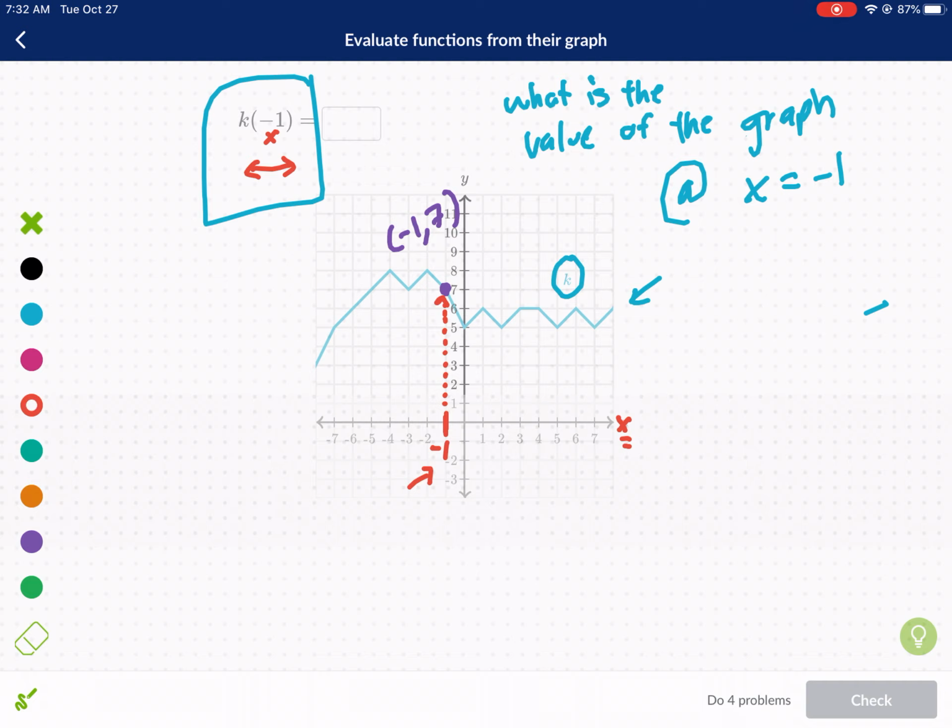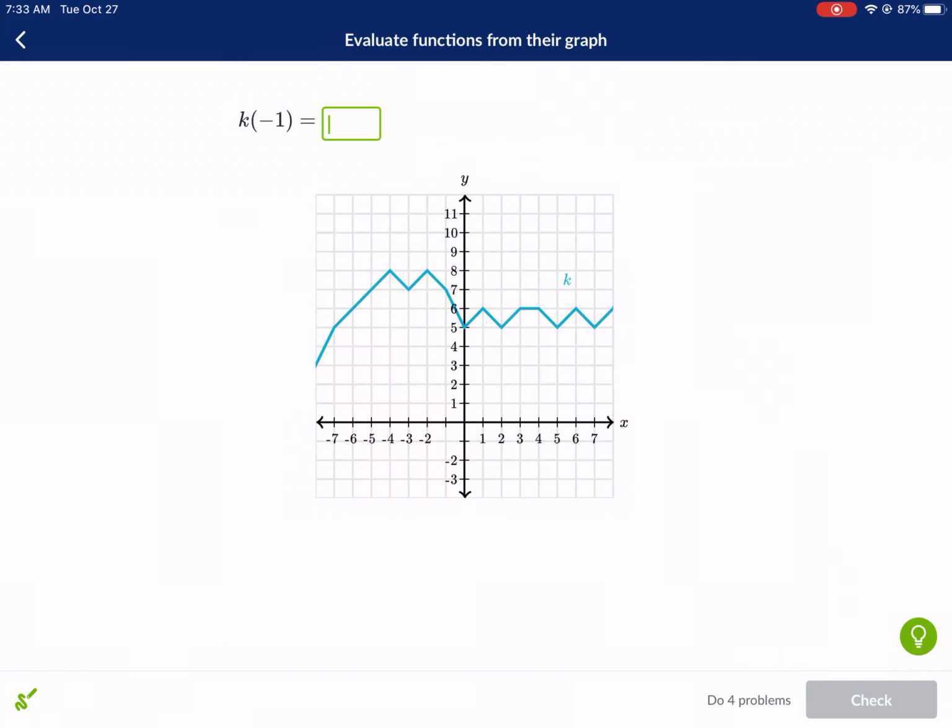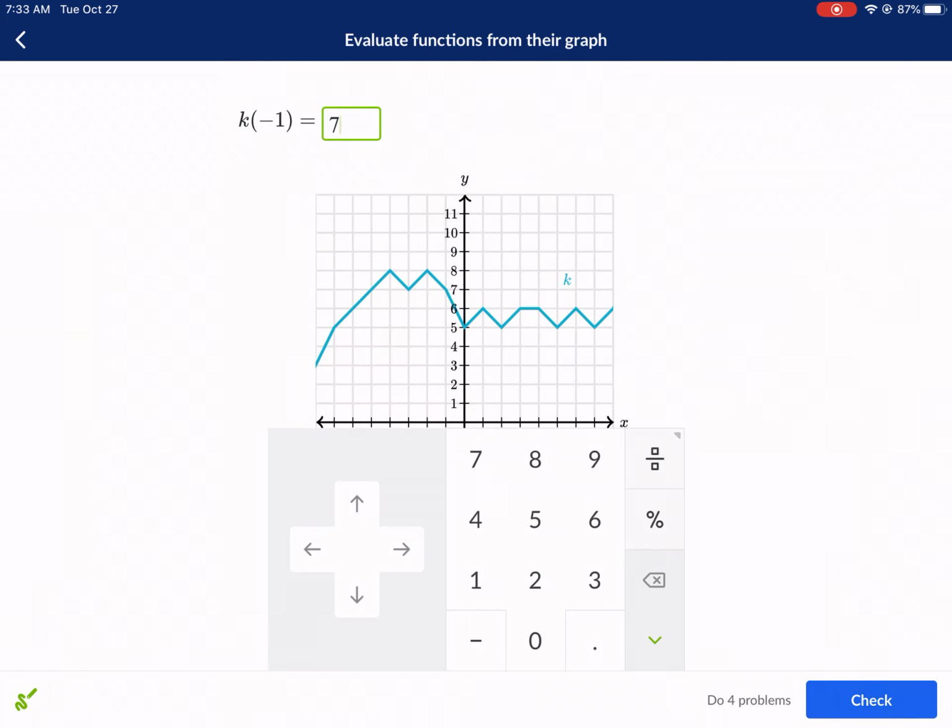Notice how this -1 is what we're looking for as our x. That's what we're evaluating for x. Now, we want to find out what the y value is, and that's going to be our answer. So when we plugged -1 into our k function, what did we get for the y value? We got 7. That's where the graph is, -1, 7. That's what it's asking for. So we're going to plug in 7.